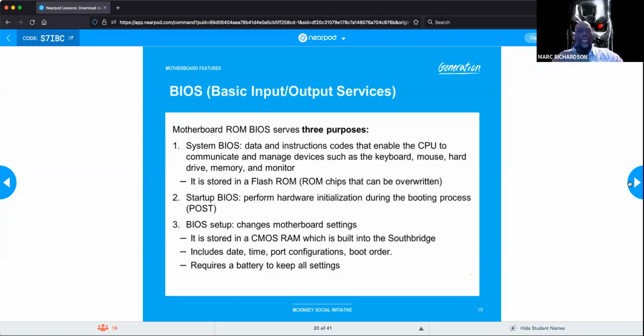Got another quick question. Okay. Reading this information here under System BIOS, it says it's stored in a flash ROM. Yes. ROM chips that can be overwritten. Well, it is a new type of ROM because you can, what they call, flash the BIOS. Okay, yeah. Because it allows for more longevity for those BIOS programs, because you're going to be updating them with security updates and stuff like that.